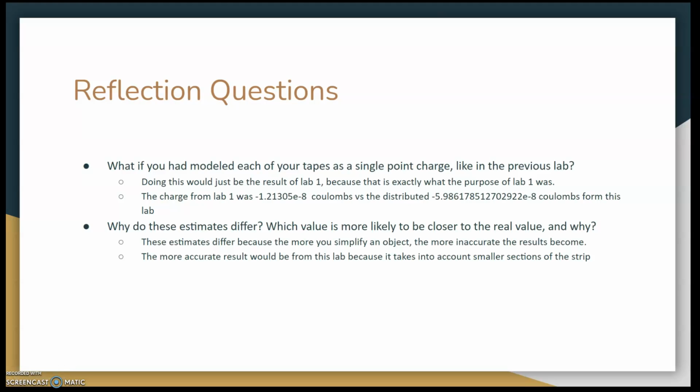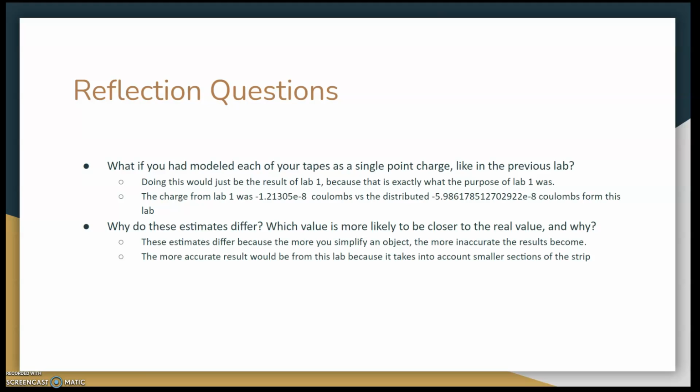So for the reflection questions, what if you had modeled each of your tapes as a single point charge like in the previous lab? Well, doing this would just give us the result of Lab 1 because it was exactly what Lab 1 was, to model the tapes as a single point charge. So what we got from it was negative 1.2 times 10 to the negative 8th coulombs versus the distributed negative 5.98 times 10 to the negative 8th coulombs from this lab. As you can see, they are quite different values from each other.